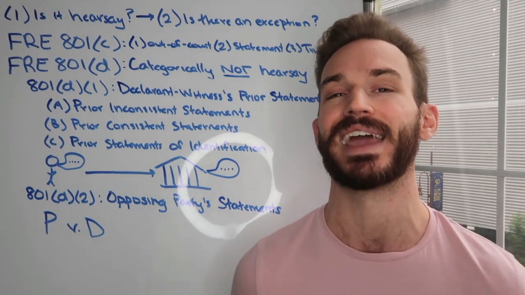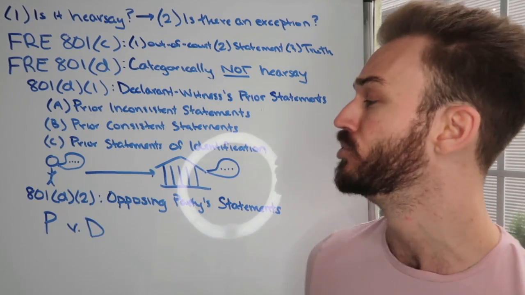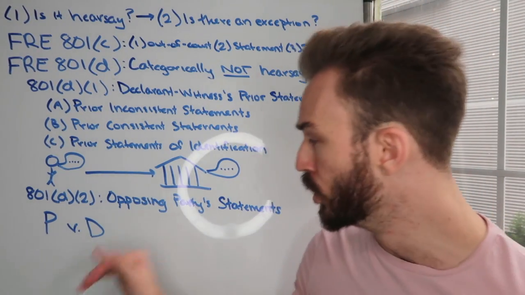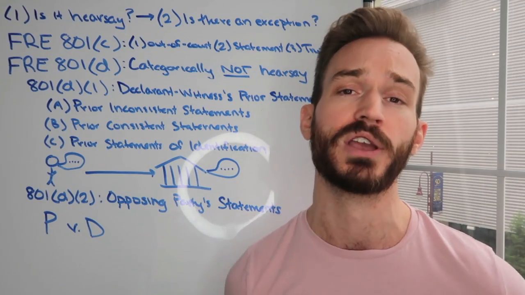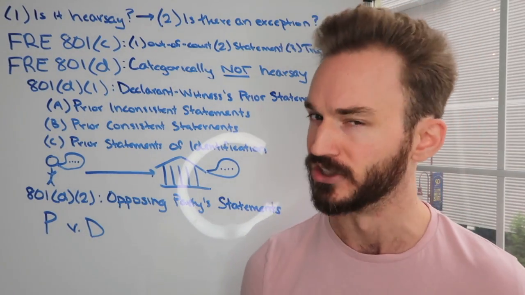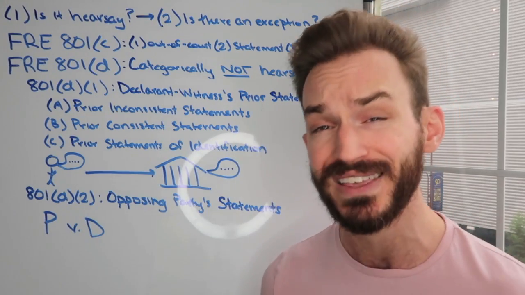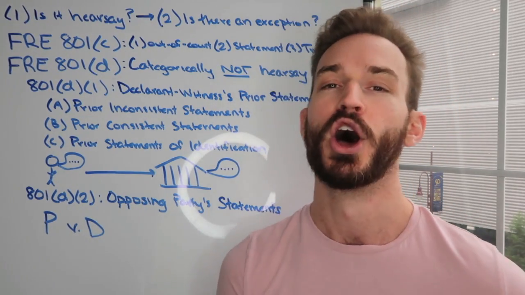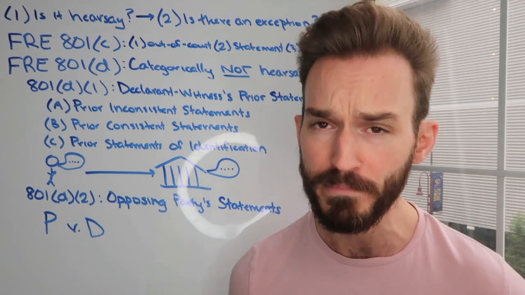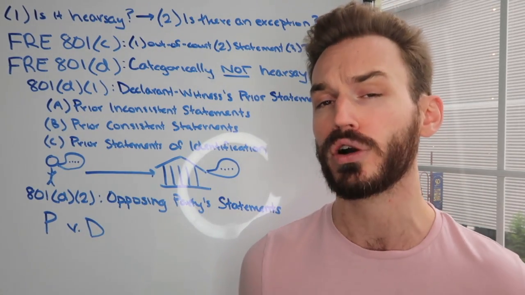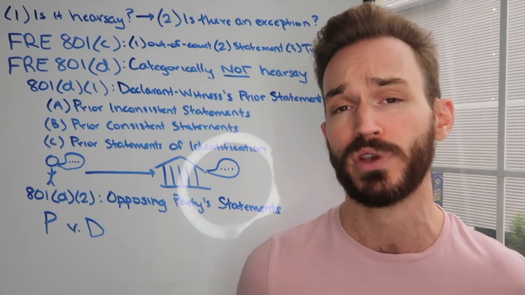Okay, so what is 801(d)(2) all about? It's very simple. All 801(d)(2) tells us is that an opposing party's statements that are offered against the opposing party are not hearsay. It's just one sentence. An opposing party's statements that are offered against the opposing party are not hearsay. And what's interesting about this rule, while it's simple, is that you've probably heard this rule cited several times throughout your life without ever realizing it.